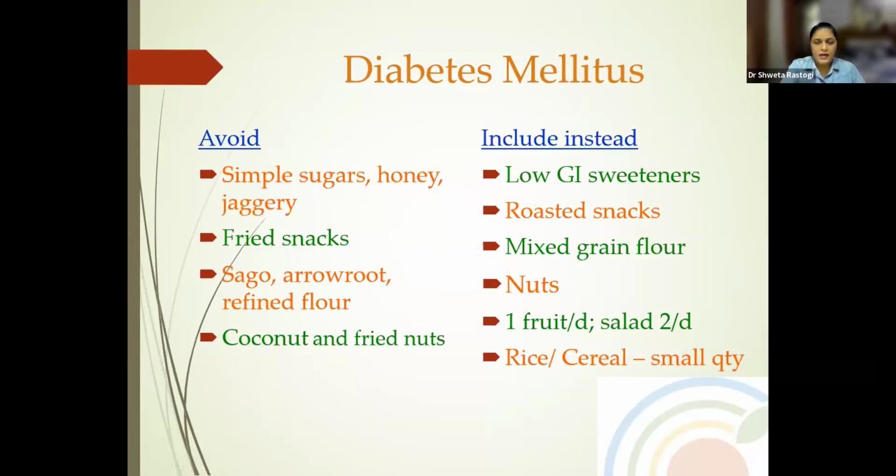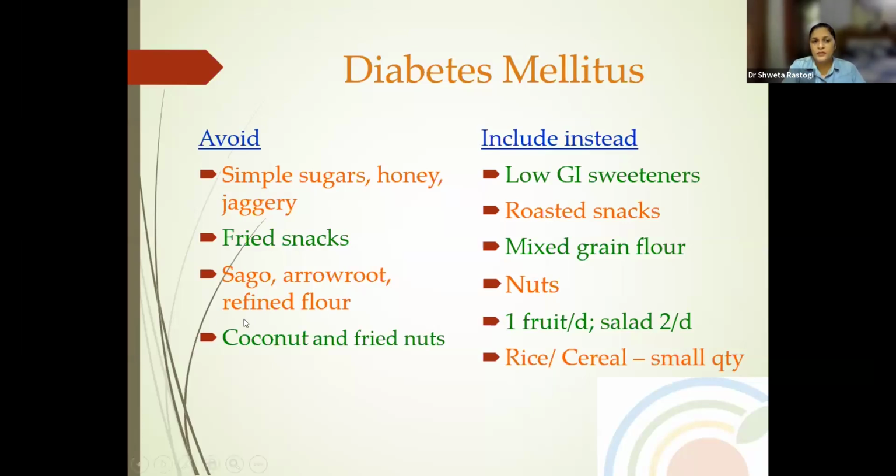So what we encourage is, you can have some bit of peanuts added to any of your dishes, but do not have only peanuts as the evening snack. So the calorie density of that food gets reduced and you're not getting excessive calories in one particular meal.